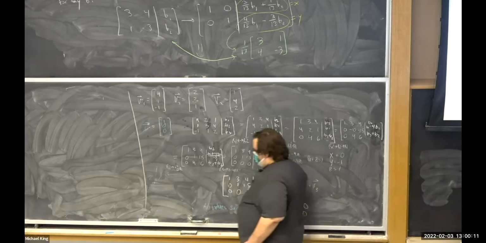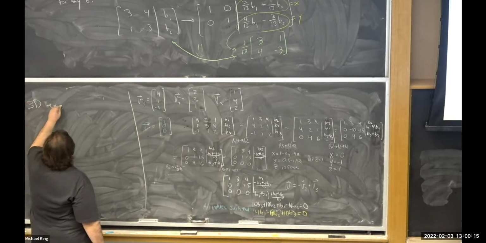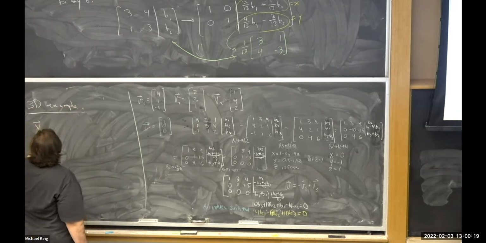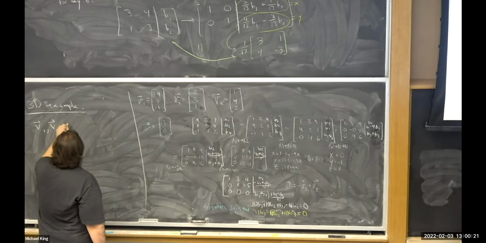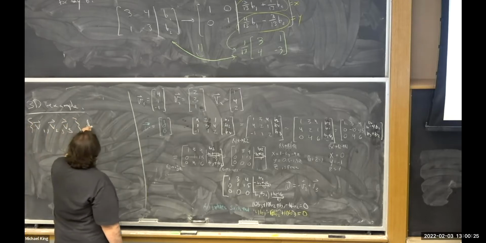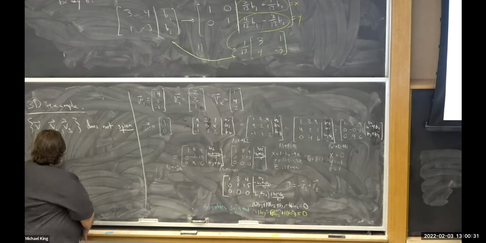So that's interesting. So then the 3D example, V1, V2, V3, this set of vectors does not span, this is the word we're going to use, span all of 3-dimensional space, right?